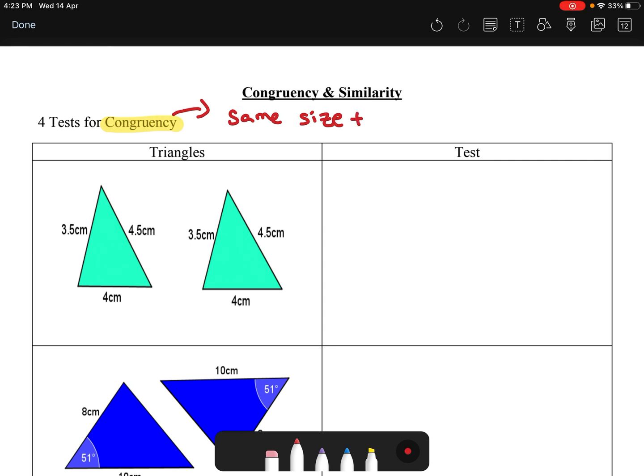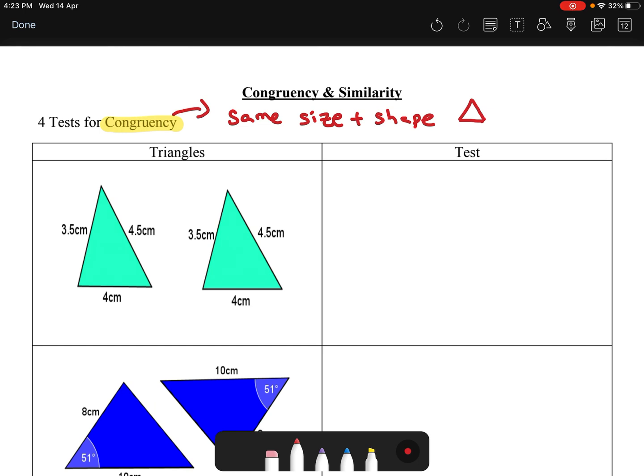So congruency means I have the same size and shape triangles. Of course in maths, just looking at the size and shape is not enough. I need tests to prove that they are congruent. There are about 4 tests to prove that two triangles are congruent.